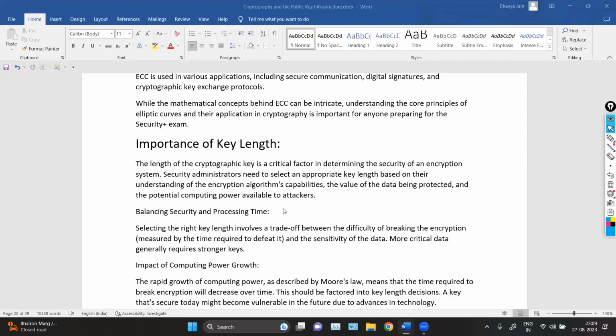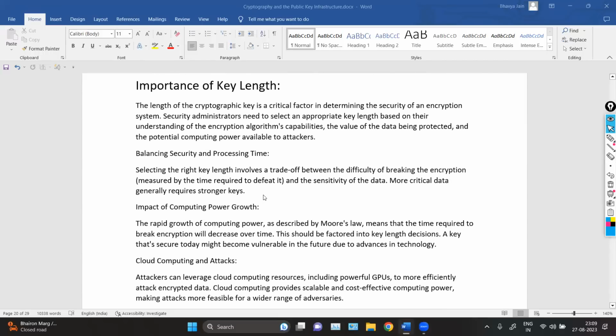Then we have the importance of key length. The length of the cryptographic key is a critical factor in determining the security of an encryption system. A security administrator needs to select an appropriate key length based on their understanding of the encryption algorithm's capabilities. As you know, the longer the key, the stronger it will be. And the stronger the key, the more time it will take for any attacker to apply brute force on that key.